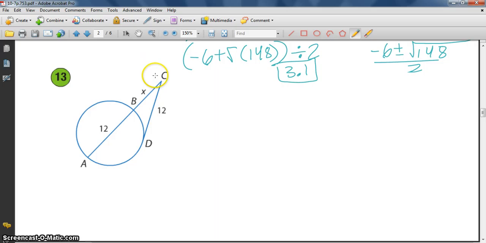Number 13, we have a secant intersecting the circle in 2 points and a tangent intersecting the circle in 1 point. So the theorem states that the tangent squared is equal to the outer part of the secant times the length of the entire secant. So x plus 12 would be the entire length.